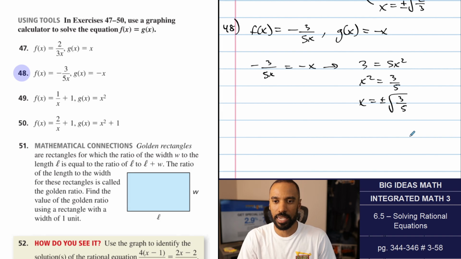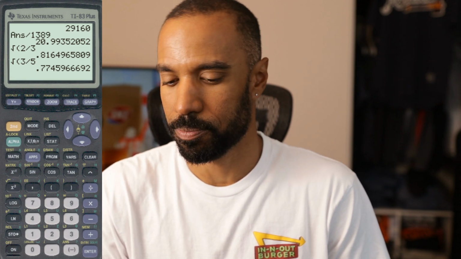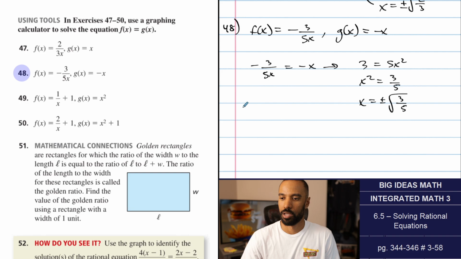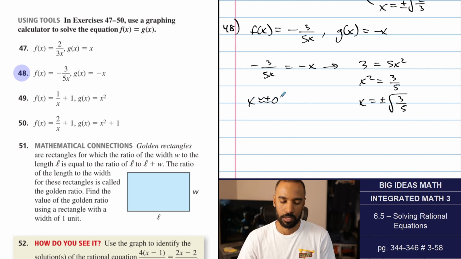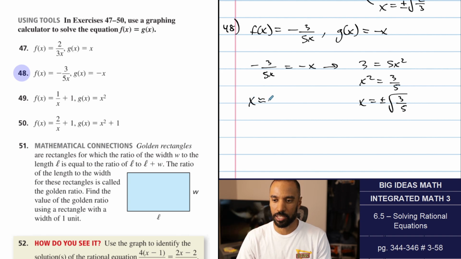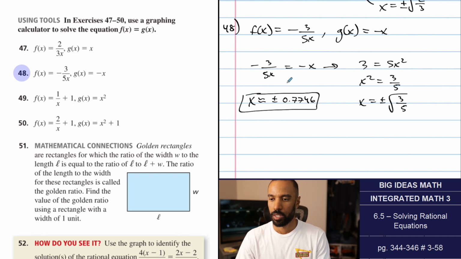fifths. Now they said use the calculator, so this is where I'm actually going to use the calculator to do these things. So square root of 3/5. We have the plus or minus answer to this. So 0.7746. So x is about plus or minus 0.7746. Okay.